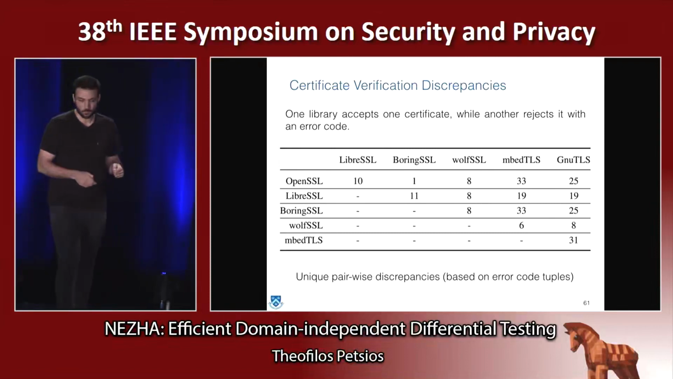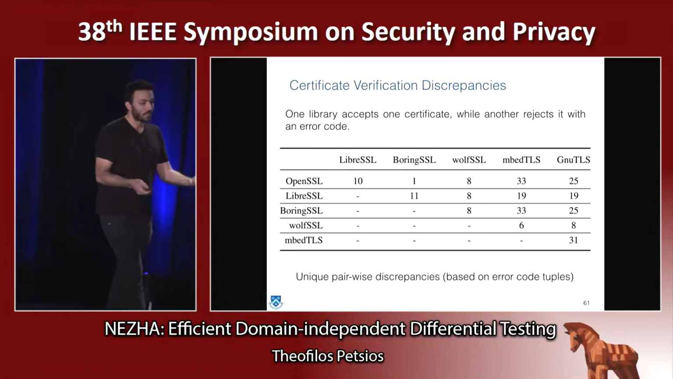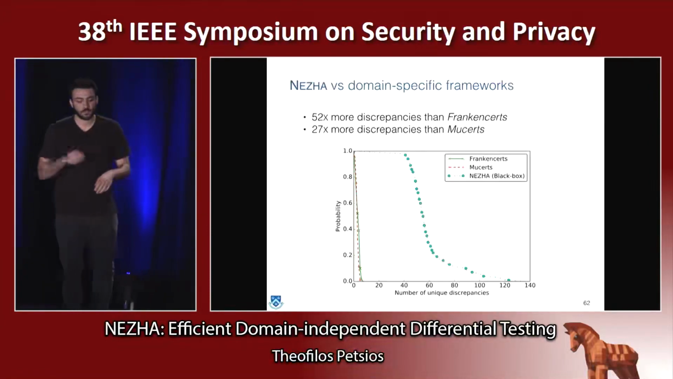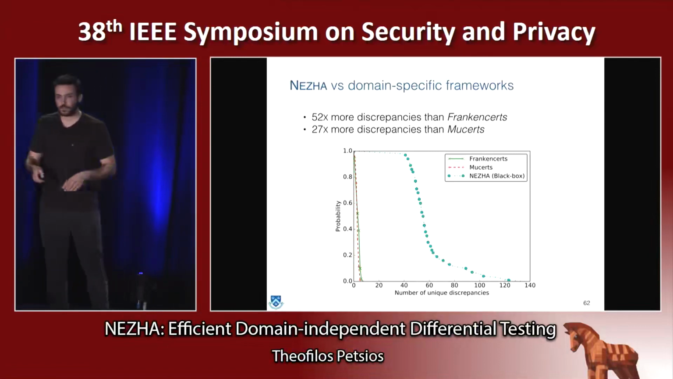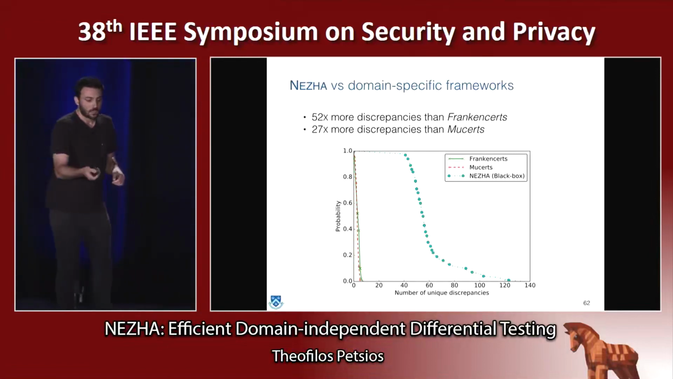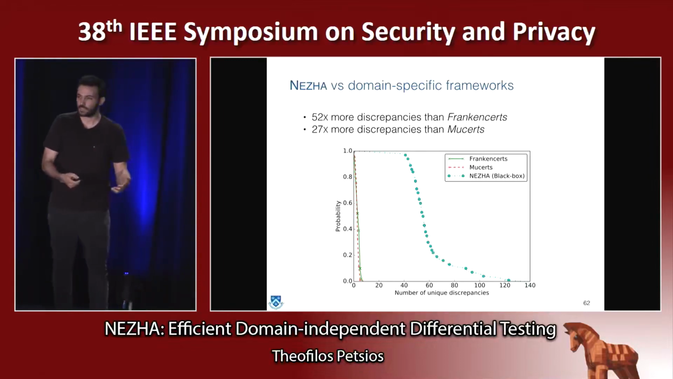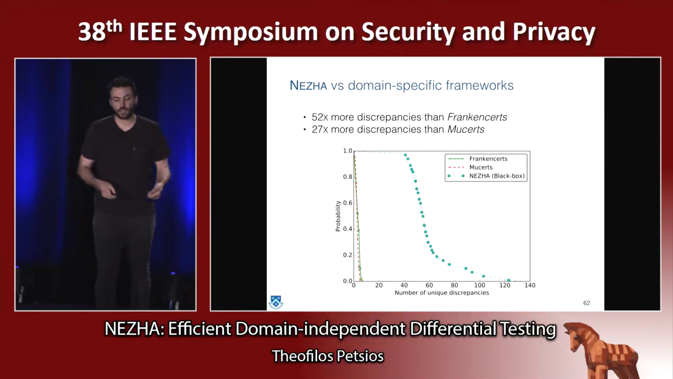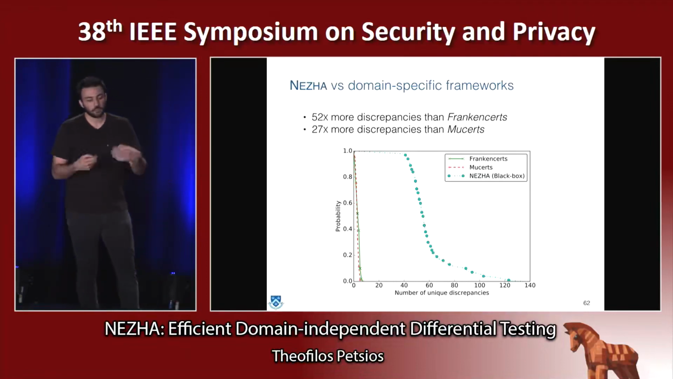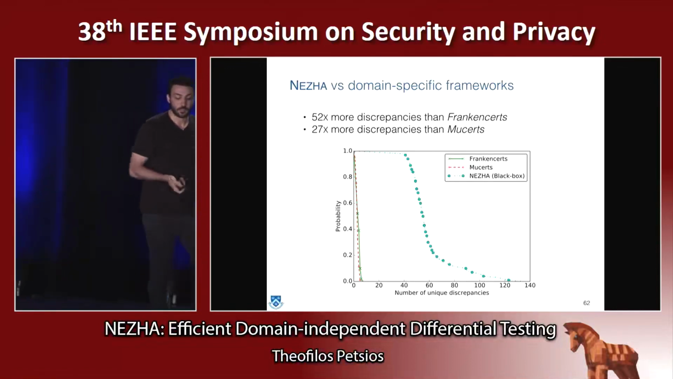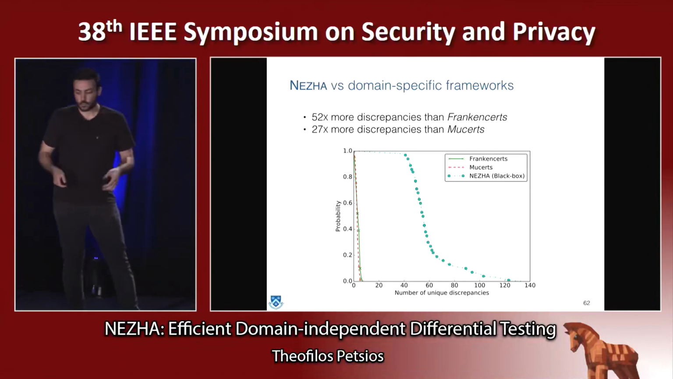So one can say, okay, how does this compare with domain-specific tools that could, say, perform certificate verification? We compared NEZHA with FrankenCert, which was presented in Oakland a few years ago, as well as some follow-up work, NEZHA, NewCerts, both of which are domain-specific tools that perform certificate verification. And we show that in the same number of generations, using this evolutionary domain-agnostic framework and the delta diversity guidance, we're able to trigger 52 times more discrepancies and 27 times more discrepancies than NewCerts and FrankenCerts, respectively, starting from the same corpus of inputs.